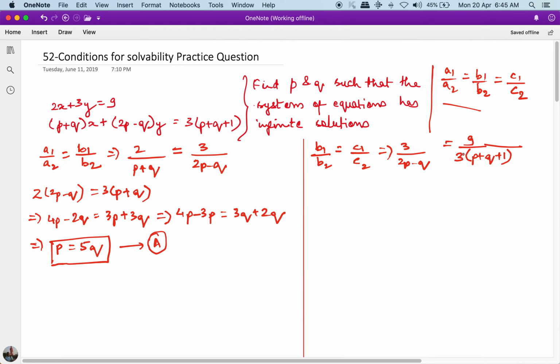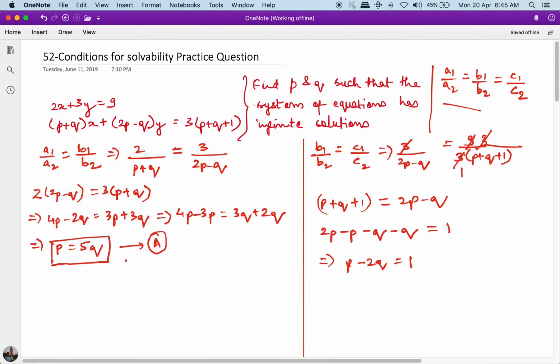Now let's solve for this one. When you solve for this one, you can simply cancel the 3s. So effectively, by cross multiplying, p plus q plus 1 is equal to 2p minus q, and when you move everything to this side, you get 2p minus p minus q minus q is equal to 1, and this becomes p minus 2q equal to 1. Now this is my equation B.